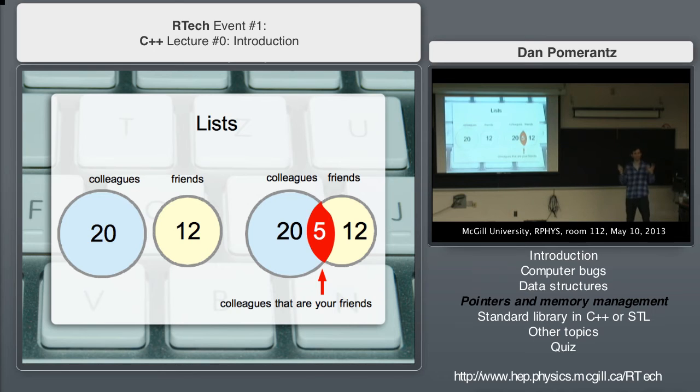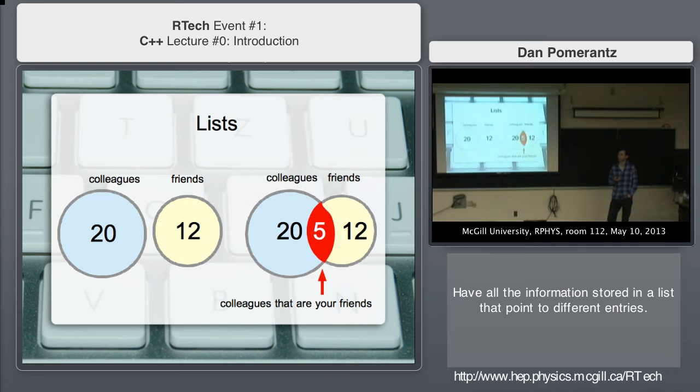Not in terms of the code or anything, but just, if you're doing this on some pieces of paper and you wanted to put all this information down, how would you go about doing this to try to reduce the amount of writing that you've done? You have all the information stored, and then you have lists that point to different entries in that information.